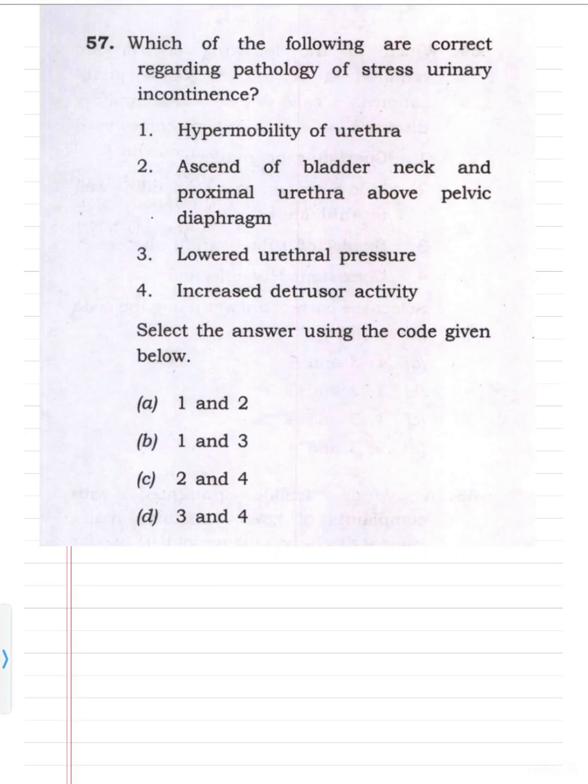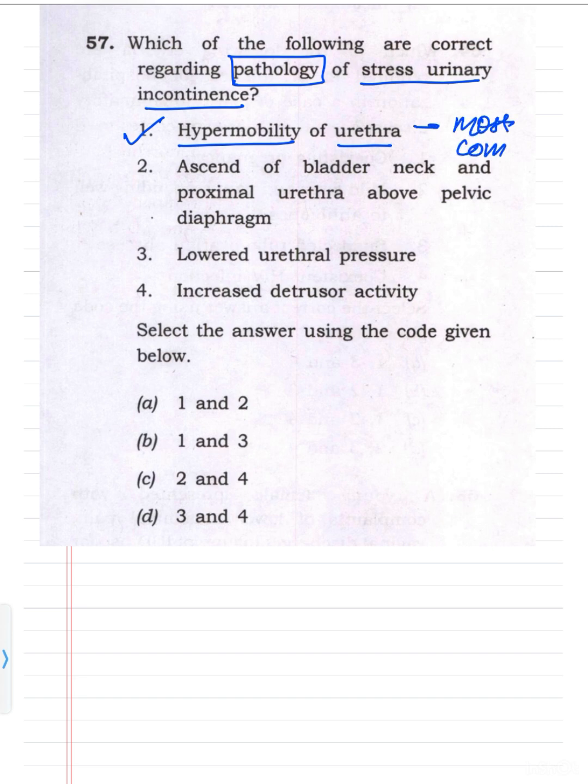So which of the following are correct regarding pathology of stress urinary incontinence? So what is the pathology? First is hypermobility of the urethra. So this is correct. Even this is the most common mechanism.